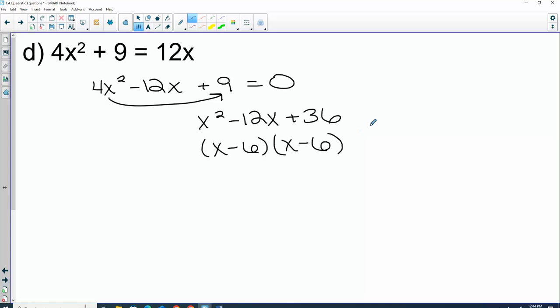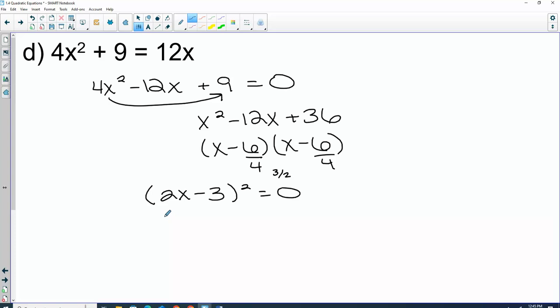What do you have to remember from there? They're the same, so you can write it twice or just put squared on it. 6 over 4 reduces to 3 over 2. So that would be 2x minus 3 squared. That's my factored form.